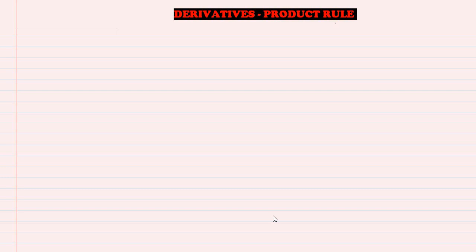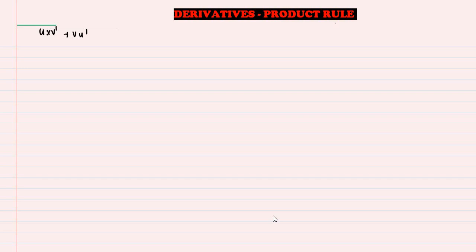How can we take the derivative of the product of two functions? Now I'm going to answer that by giving you guys an example. So guys, whenever we have the product of two functions, we are going to use the product rule. Okay? The formula for the product rule is u multiply v prime plus v multiply u prime.